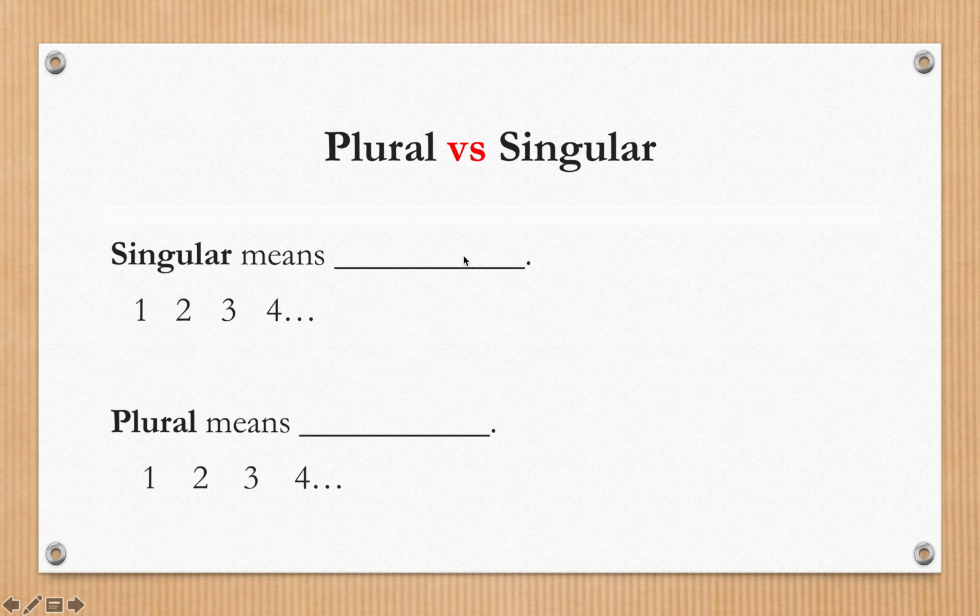And I hope you know plural and singular, right? Let's look at this. Singular means one, okay? One is called singular, and plural means two, three, four. More than one is called plural.